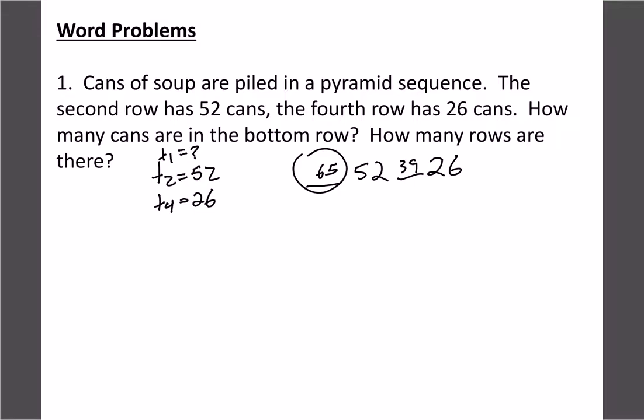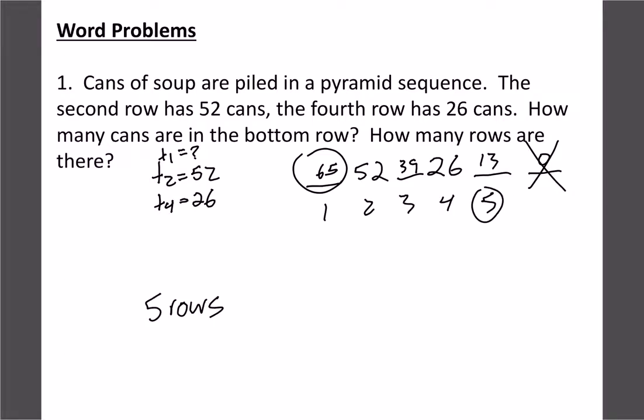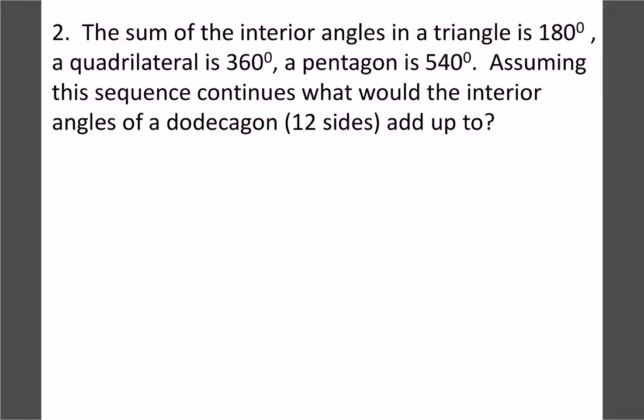So now it's asking how many rows are there? Well, let's just continue the pattern. If we subtract 13 again, we'd have 13. Subtract 13 again, we'd get 0. So 0 doesn't make sense. That means there are no cans on the top row. So we actually only have 1, 2, 3, 4, 5 rows. That would be our final answer for that one. Sometimes with the word problems, you've got to do a little bit of logic, and make sure it actually makes sense based on the question.